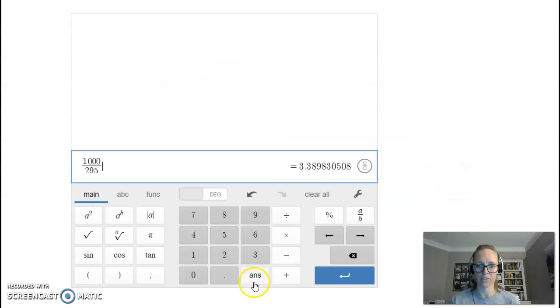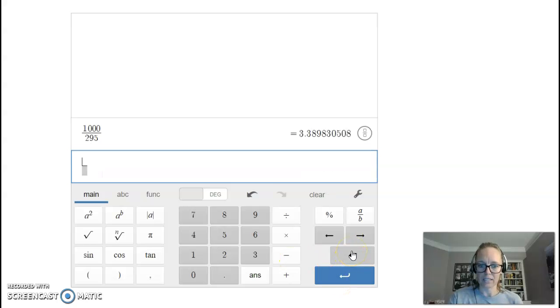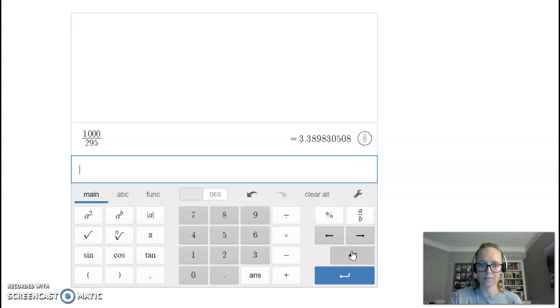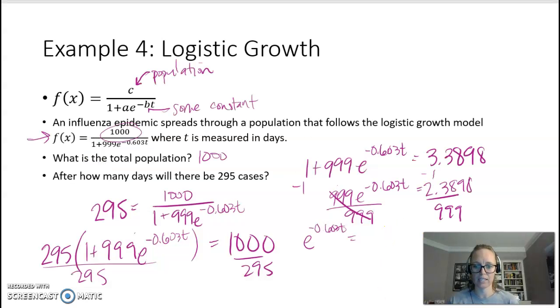Let's go back to my calculator. I'm dividing this answer here by 999 to give me 0.00339. And then to get rid of that e, I take the natural log of both sides.